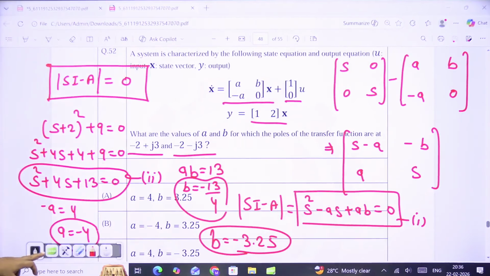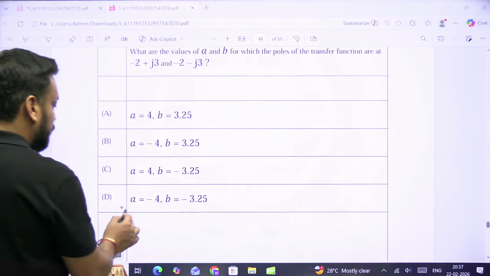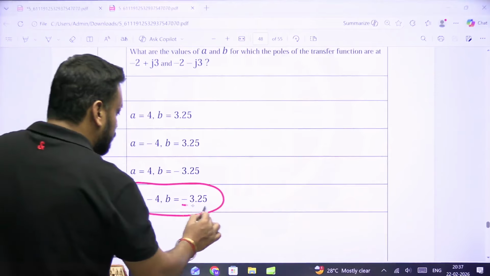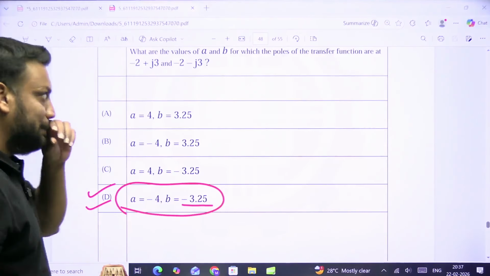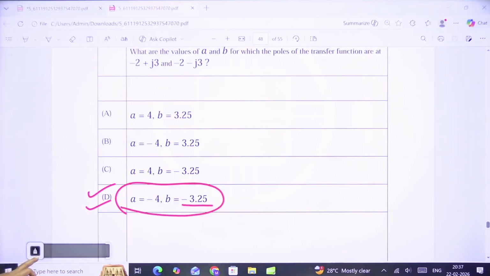Now let's go back to the question. Which option is correct? Look, this is option D. A is minus 4 and B is minus 3.25. Exactly, option D is matching, guys. Okay, so question number 52 is done as well.